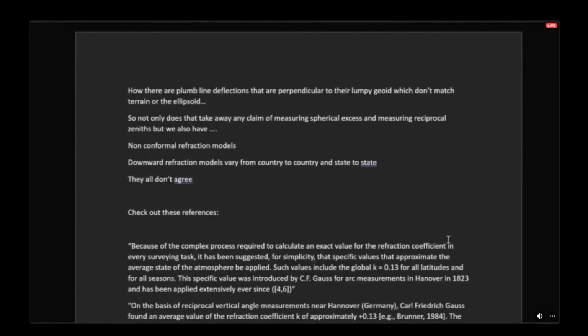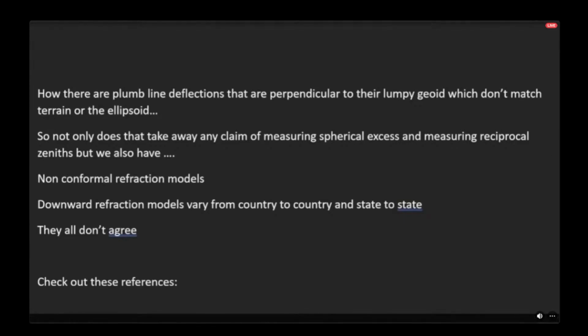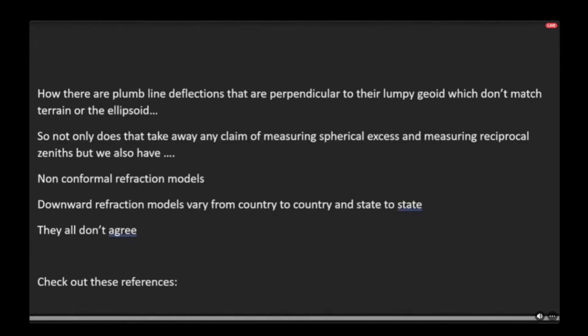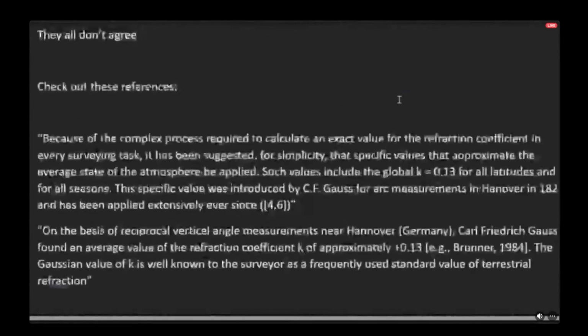But if we want to take a general stance and poke at the problems they're introducing by taking a method like this, we can look right here. There are plumb line deflections that are perpendicular to the lumpy geoid terrain, which don't match the topography. That's the general principle of a deflection of the vertical, how they don't line up. So that takes away from their claim of measuring spherical excess and reciprocal zenith angles using this, but they also have non-conforming refraction models, downward refraction models that vary, refraction coefficients that change with the time, the season, and the state. So we can look into that for a second.